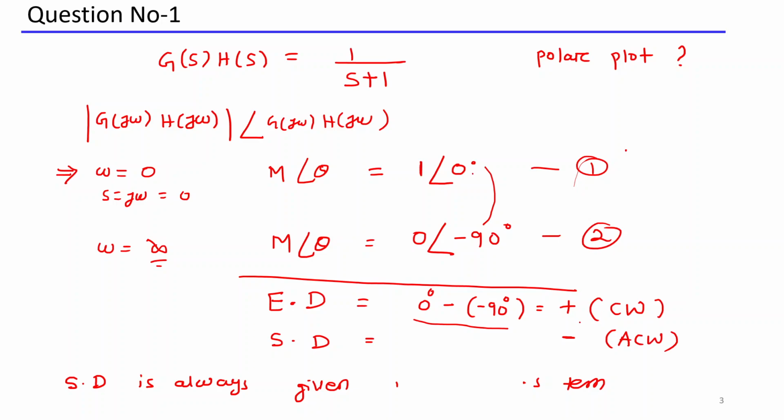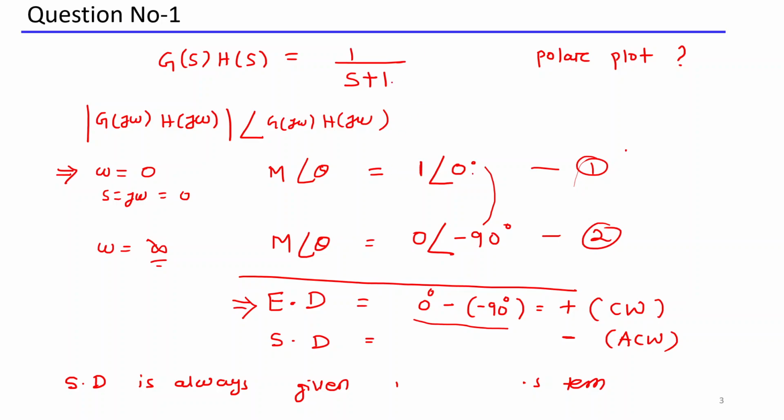Then just remember how you find out the ending direction. Then the starting direction: how will you find it out? Remember, the starting direction is only required when all the poles and zeros lie in the first quadrant.